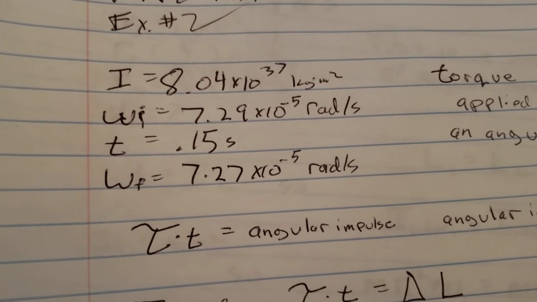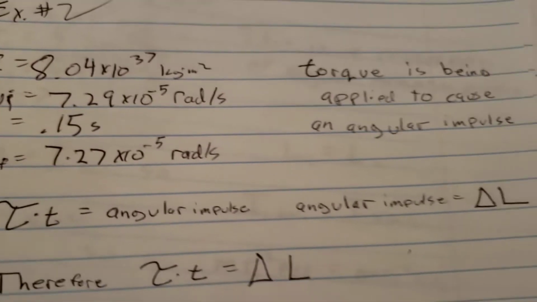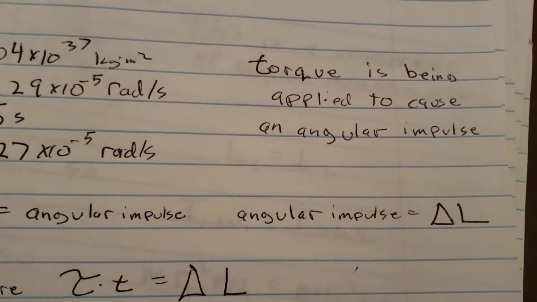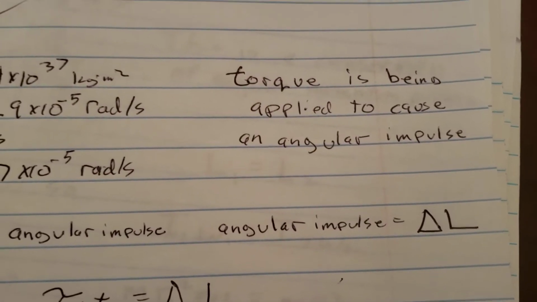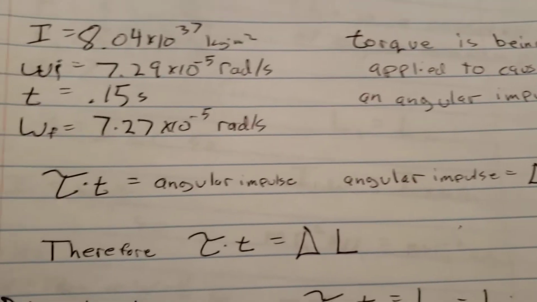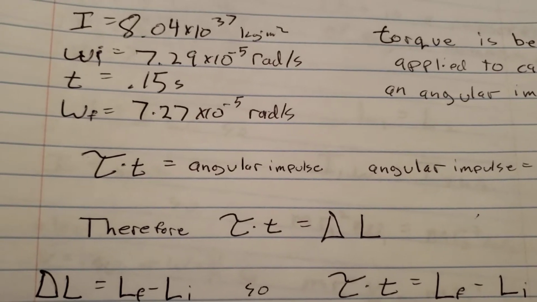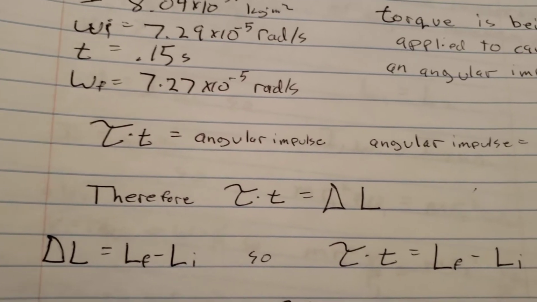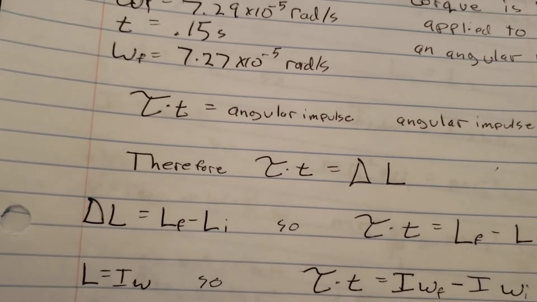Now, earlier in these notes, we saw that torque multiplied by time was equal to angular impulse. We also saw that angular impulse was equal to delta L, which is a change in angular momentum. If A is equal to B and B is equal to C, then A is equal to C. So therefore, torque times time is equal to delta L. We can make a couple substitutions here. First off, delta L is LF minus LI. So therefore, we have torque times time equal to LF minus LI.